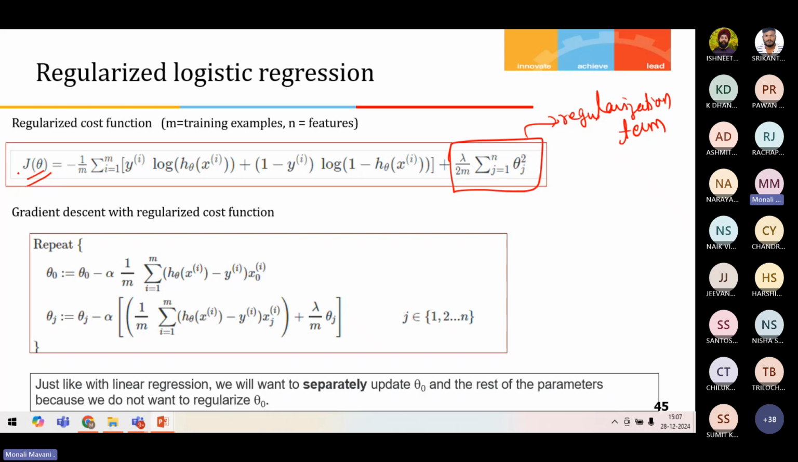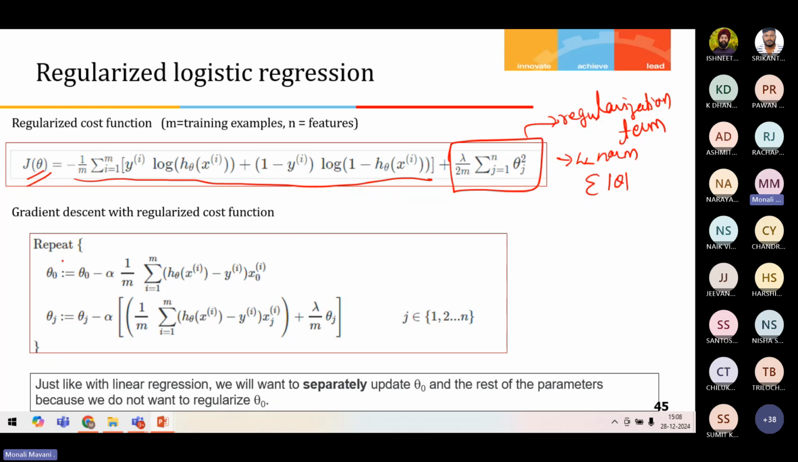In the cost function equation itself, the first term is the cross entropy cost function and the second term is a regularization term. What is this regularization term known as? What operation are we doing here? Summing the squared weights. We are taking the L2 norm, so this is L2 regularization. If you take just the absolute values and sum them, it becomes L1 regularization. So the same L1, L2 concept is used here also.